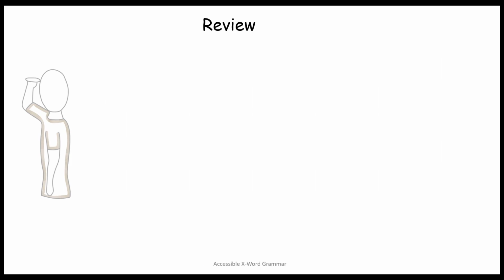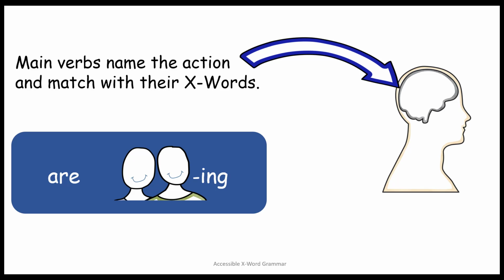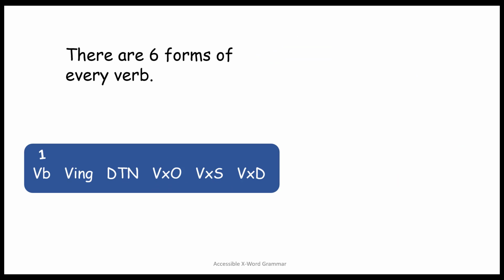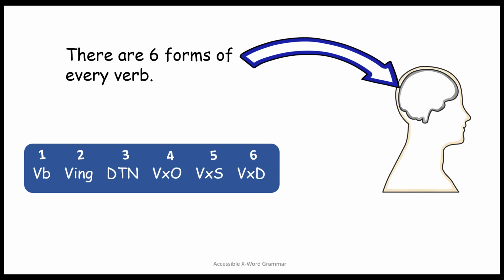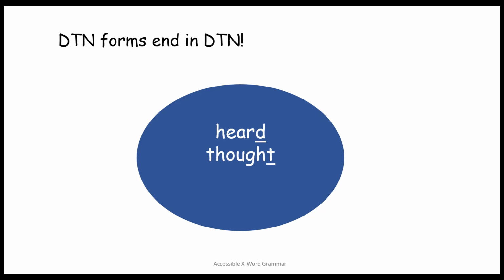In review, main verbs have the third reserved place in the verb phrase. Main verbs name the action and match with their X words. There are 6 forms of every verb. Regular verbs add ed to the DTN and the VXD. Irregular verbs don't. The DTN of irregular verbs ends in D, T, or N.